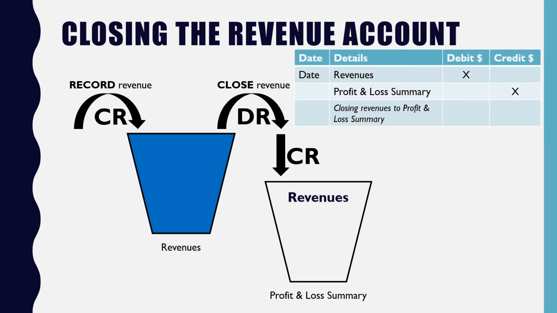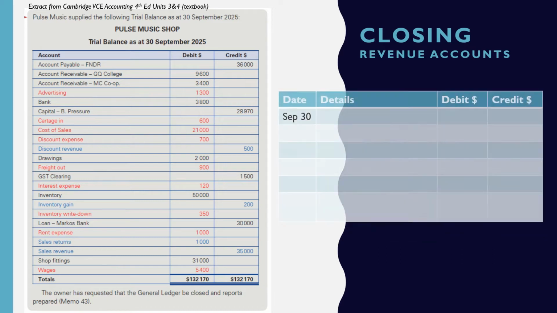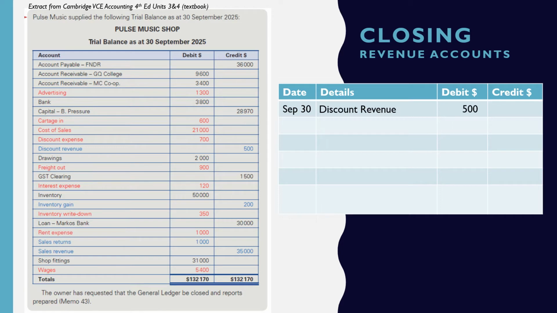This is how the journal looks when we are closing the revenue to the profit and loss summary account. We debit revenue and credit profit and loss summary. Let's look at how we close the revenue account using this example. Here, we're given a trial balance as at 30th of September, and all the revenue items have been highlighted in blue. To close the revenue accounts, we firstly debit discount revenue $500, debit inventory gain $200, debit sales revenue $35,000, but for the sales returns, we credit $1,000 to close the sales returns account.